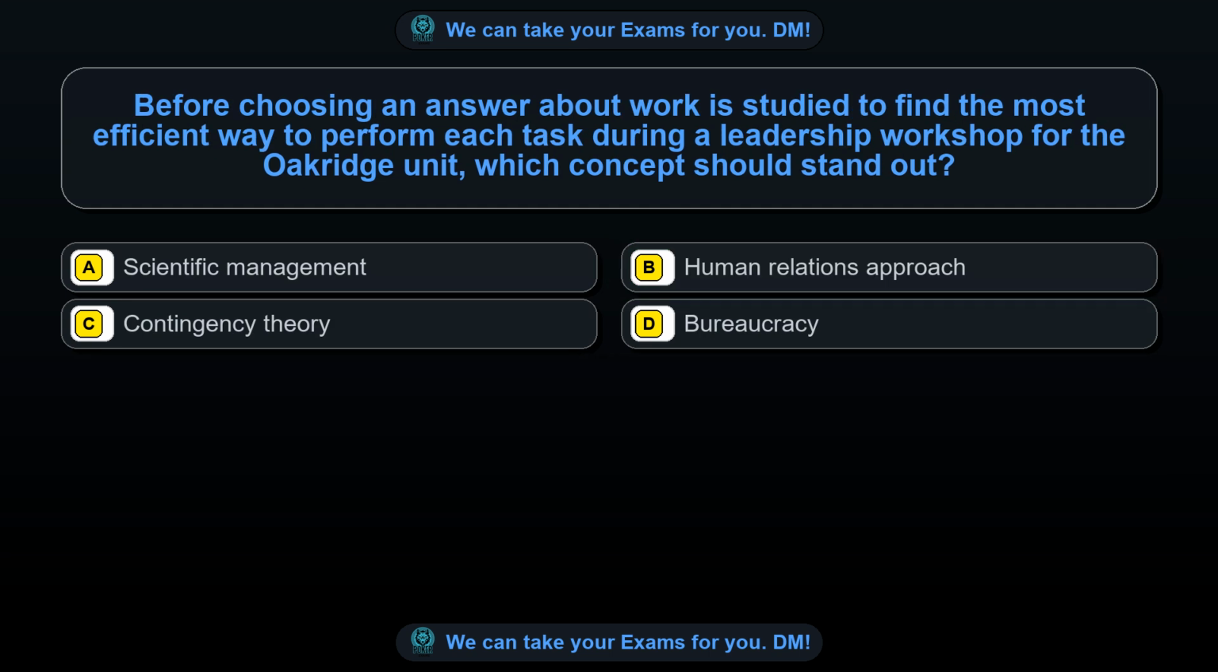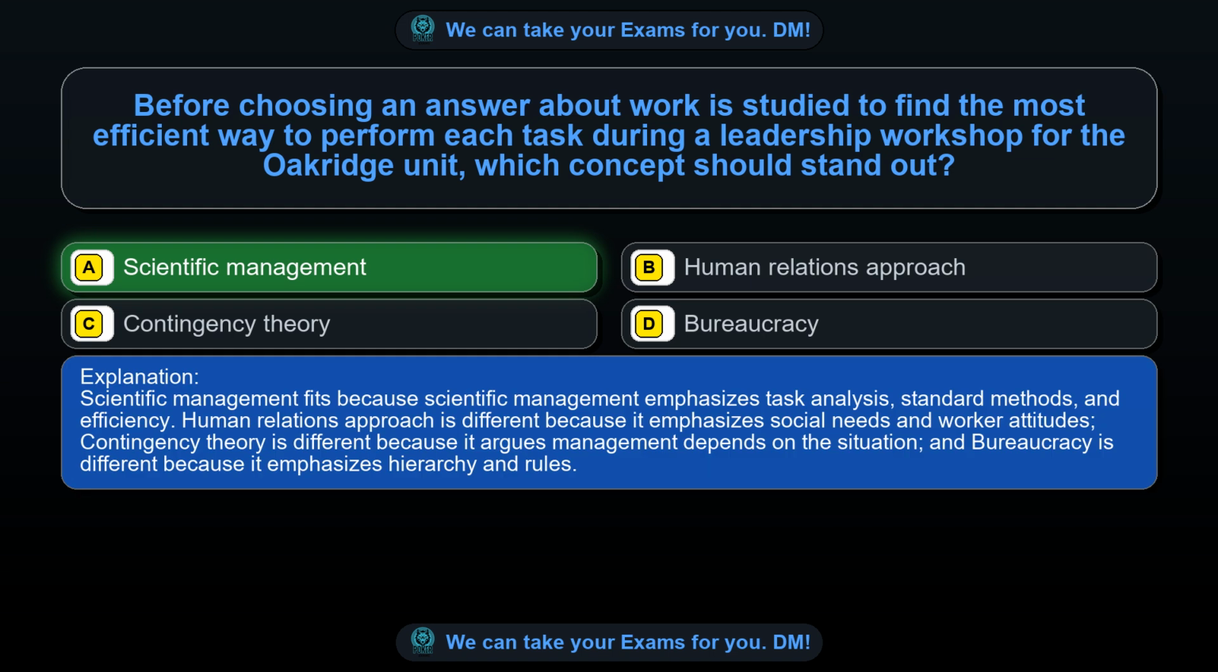Question 74. Before choosing an answer about work is studied to find the most efficient way to perform each task during a leadership workshop for the Oak Ridge unit, which concept should stand out? Option A, scientific management. Option B, human relations approach. Option C, contingency theory. Option D, bureaucracy. The correct answer is option A, scientific management.